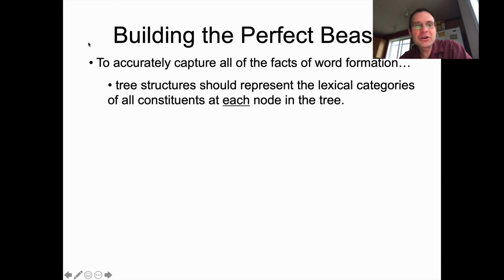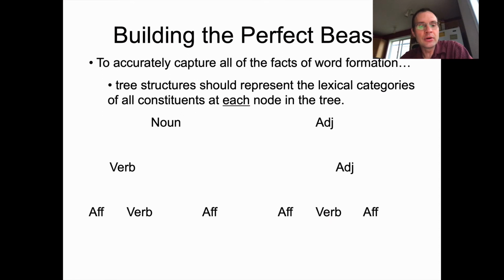To accurately capture all the facts of word formation, tree structures should represent the lexical categories of all constituents at each node in the tree. So we've seen what these branching structures look like and how they have nodes, and they lead up to a node at the top for the whole tree. But now we're going to label these nodes.